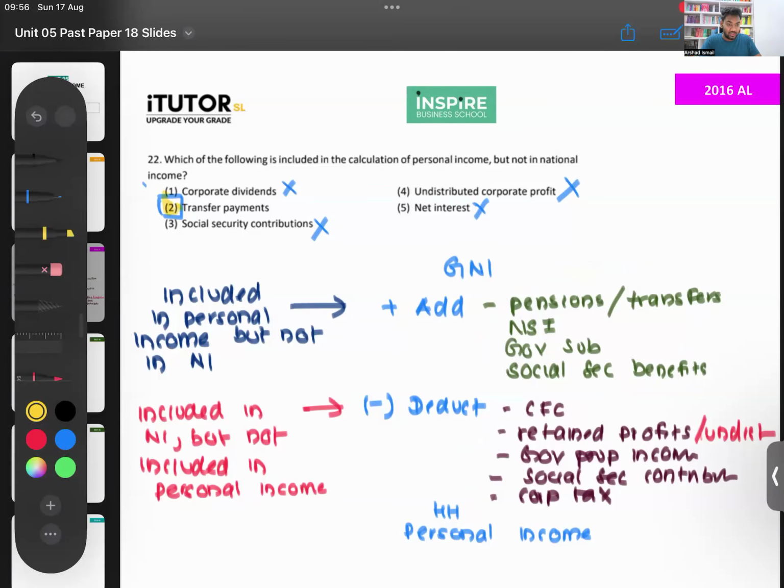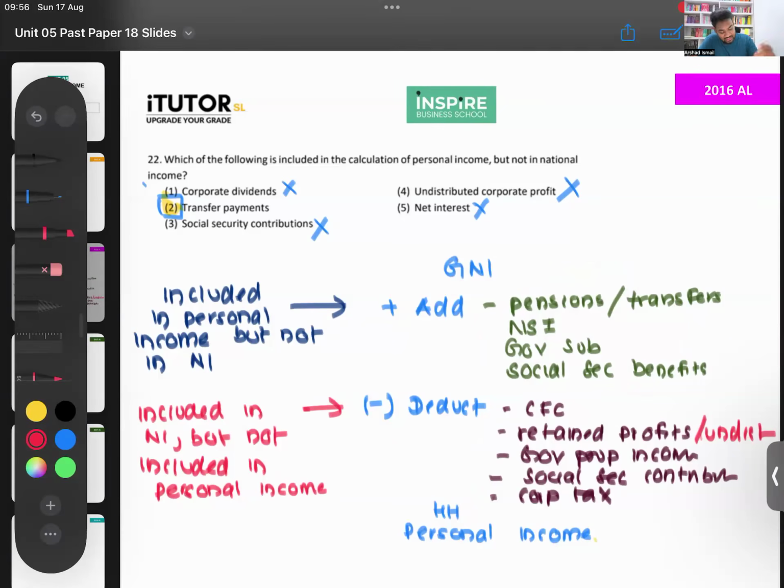There was a question on this. The difference: personal or household income means the income that households are getting. National income is the country's income, GNI. There's nothing called domestic income though. Gross domestic income, that is like your GDP.